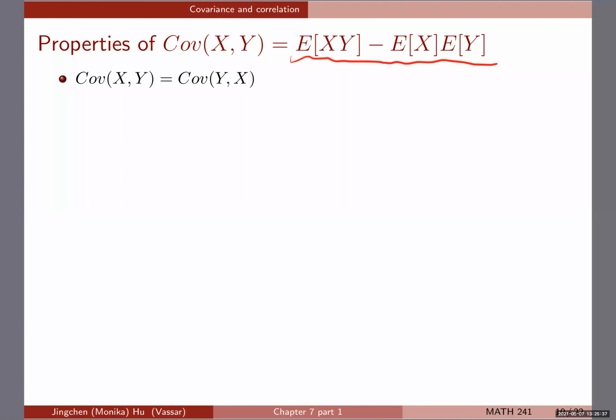Okay, so that's good. And the second one is that the covariance of X and any constant is 0. That is because if you follow that simplification, you're doing X times c, which is a constant, minus the expectation.